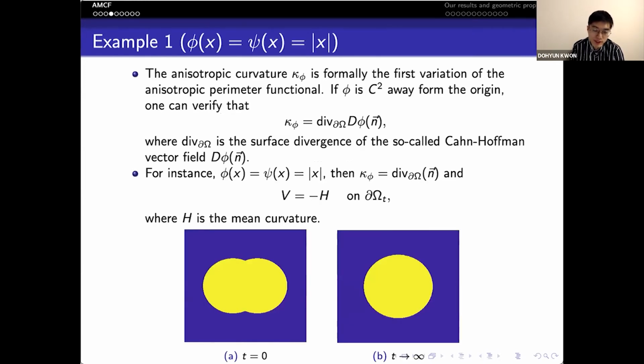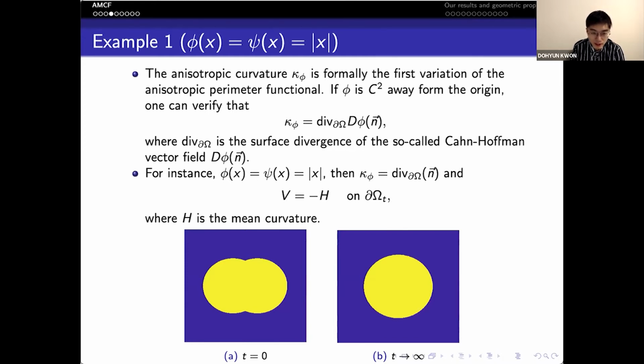So the very first example would be the following. Phi of x and psi of x both are the absolute value function. So in this case, phi and psi both satisfy the condition I mentioned earlier, positive one-homogeneity. And I should also mention that here, this anisotropic curvature kappa sub phi can be formally understood as the first variation of the perimeter functional. I will give you that later.